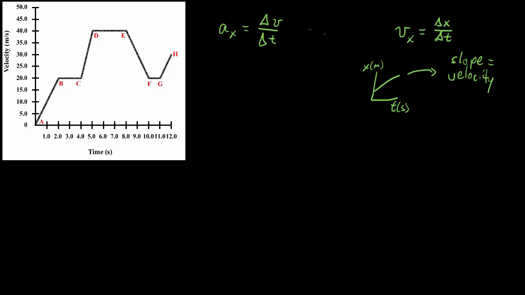So we're going to do the same thing, except now to get acceleration, it's going to be the slope on a velocity time graph. So when I look at the velocity in meters per second over time, the slope of the velocity graph is equal to the acceleration.